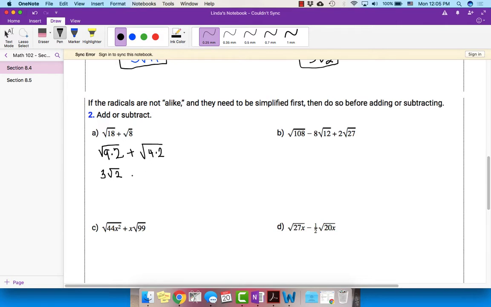So the square root of 4 is 2, so I'm going to write down 2 without it inside the radical, and then having the square root of 2 here. When I simplify it like that, you can see that I have 3 square root of 2 plus 2 square root of 2, and that will give me 5 square root of 2. Okay, next one. You can continue to simplify it.